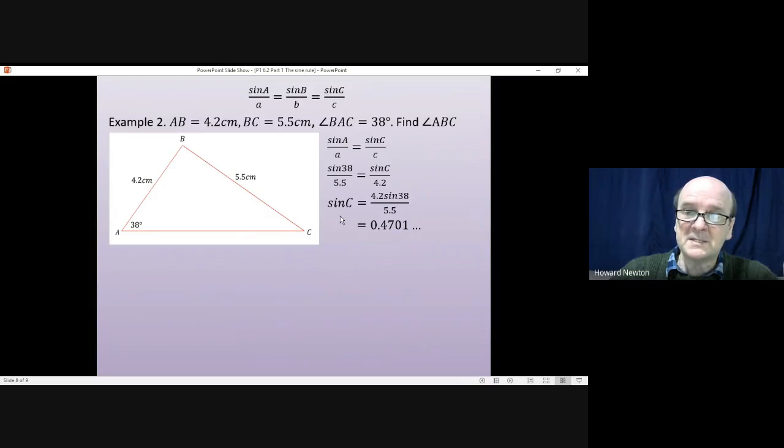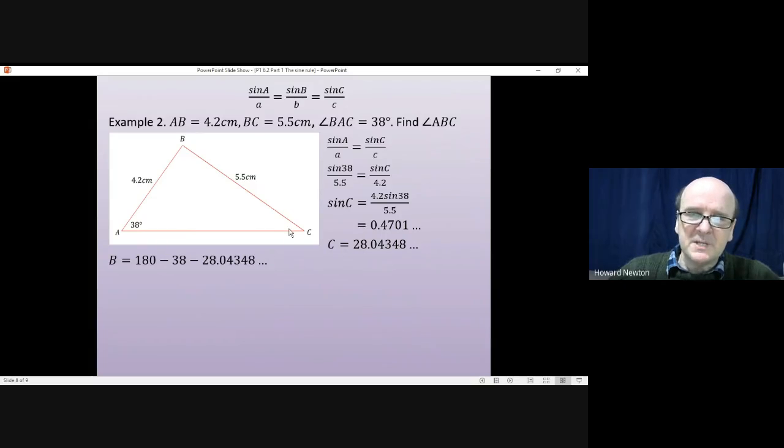0.4701. Well, that's the sine of angle C. So we need to do inverse sine to work out C, and that gives us C equals 28.04348. And I won't round it up at the moment. I won't round it up until we get to the final answer. With these questions, it's a little bit dangerous to do your rounding too early.